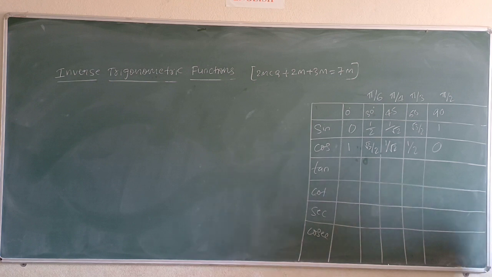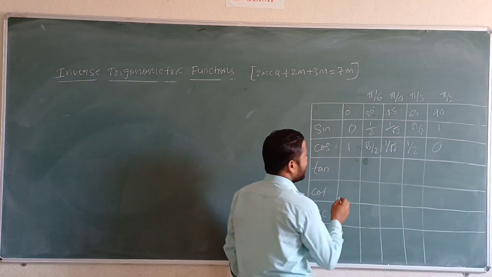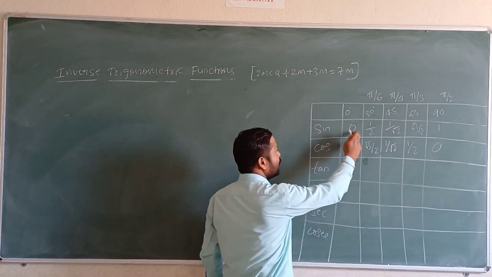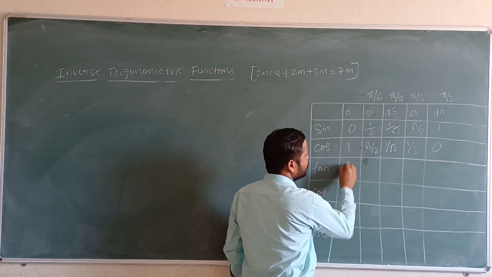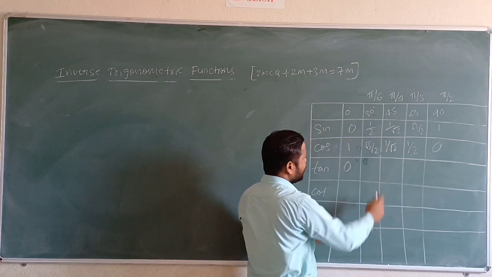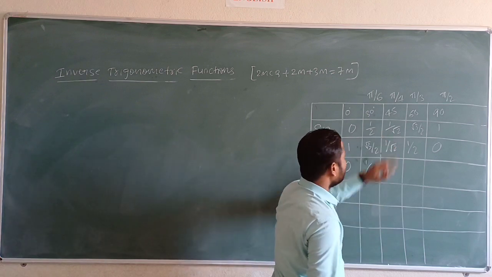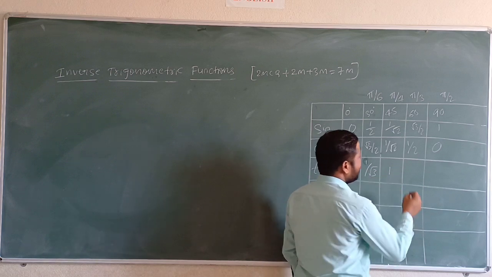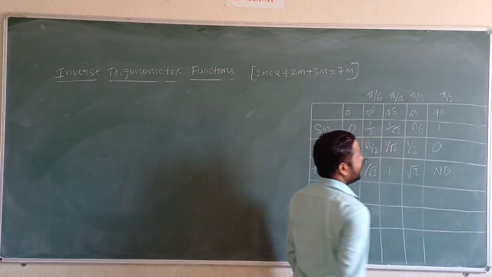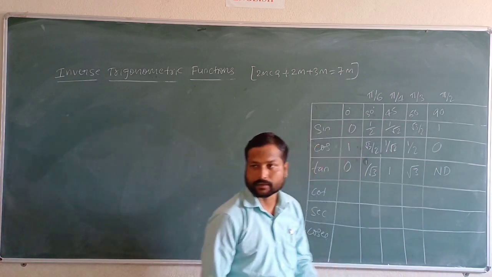Same as it is, prepare the table for tan now. What is tan 0? Sin by cos, that is tan. 0 by 1, 0 now. 1 by 2 and root 3 by 2, the 2 gets cancelled, that is 1 by root 3. Tan 45, 1. Tan 60, root 3. Tan 90, not defined, because 1 by 0, sin by cos, is not defined.